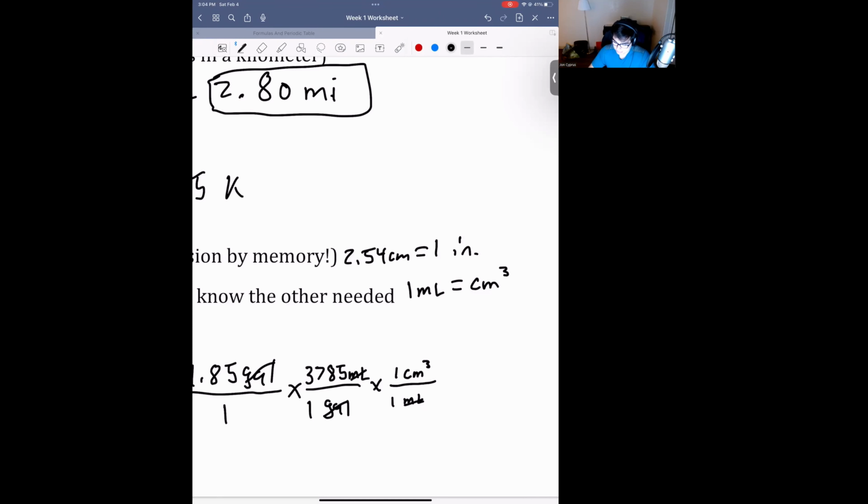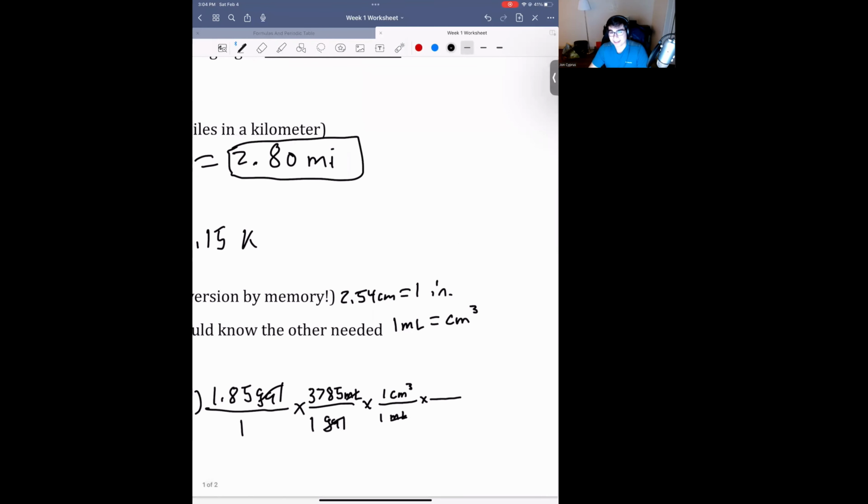So now that I have this conversion, I want to convert from centimeters cubed to decimeters cubed. Now, I don't know off the top of my head. I do, but if you don't know off the top of your head, from centimeters to decimeters, what you can do is convert from centimeters cubed into meters cubed, right? So I'm going to start like this. For every 100 centimeters, I have 1 meter.